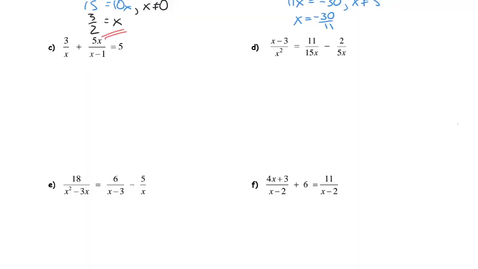So for this problem right here, again, our first step is going to be to factor, but none of the numerators or denominators look like they need any more factoring. So I'm going to be looking for the lowest common denominator, and I see an x here and an x minus 1 there. So my lowest common denominator is going to be the product of those two.